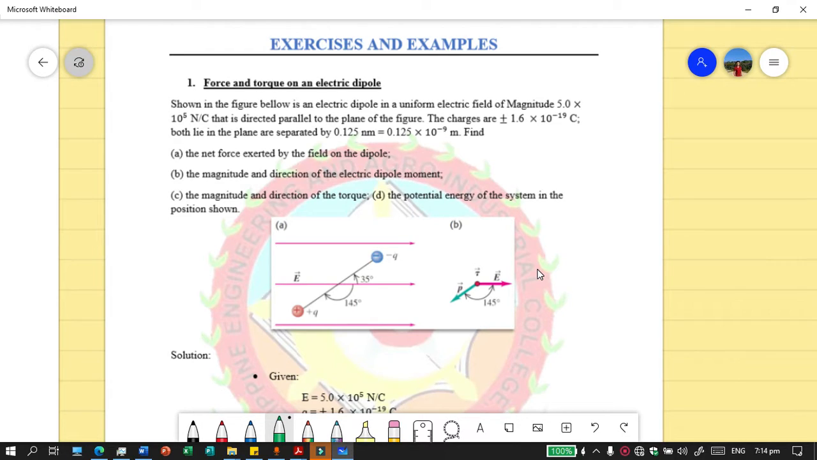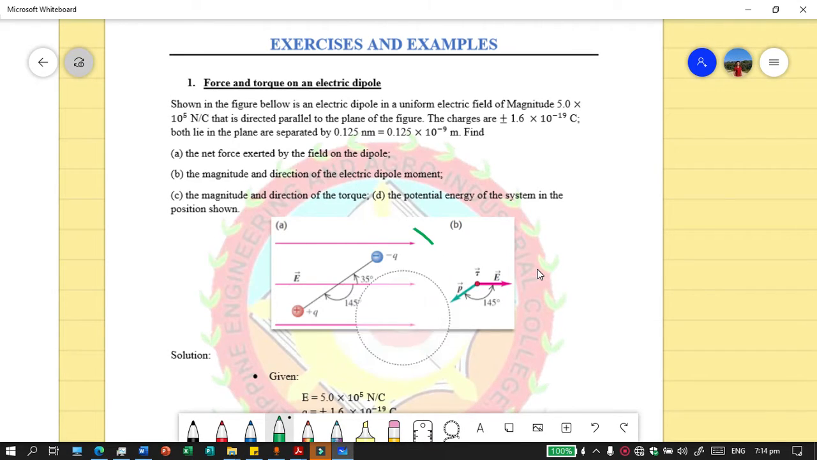So let us focus our attention first on the illustration that we have here. These pink lines are the electric field, and it is uniformly distributed in the plane. And we have the negative charge and the positive charge. They are separated by a distance, and as we can observe, this angle is 35 degrees and this angle is 145 degrees. So basically, illustration A shows the actual illustration of what is happening in the problem.